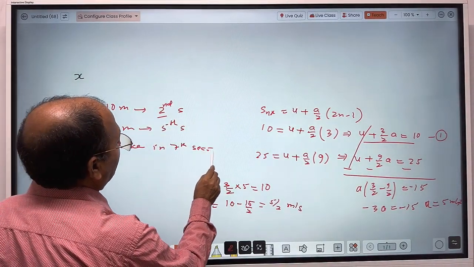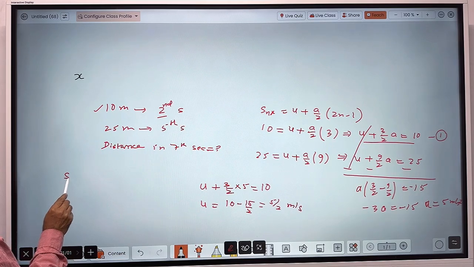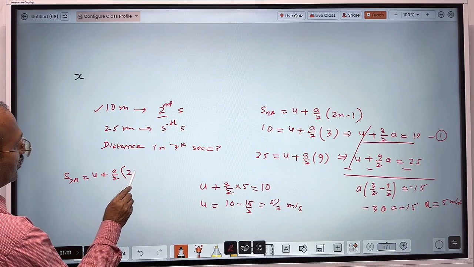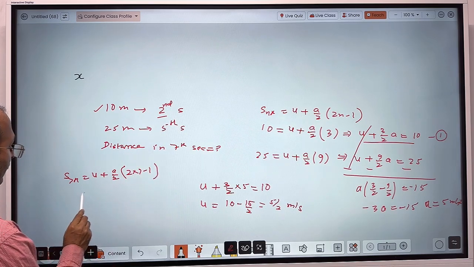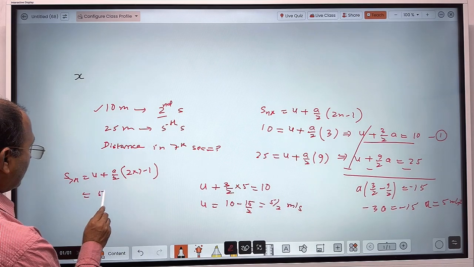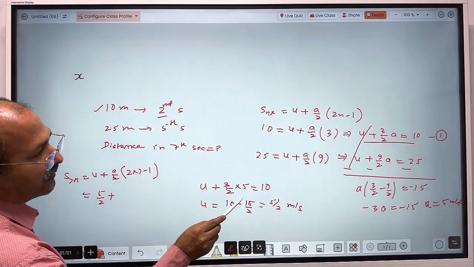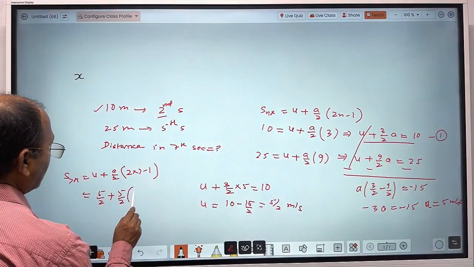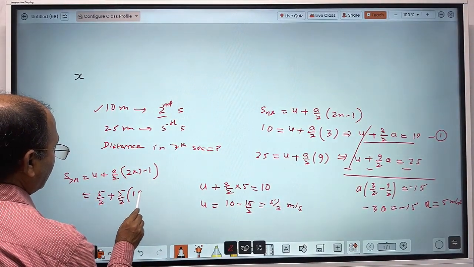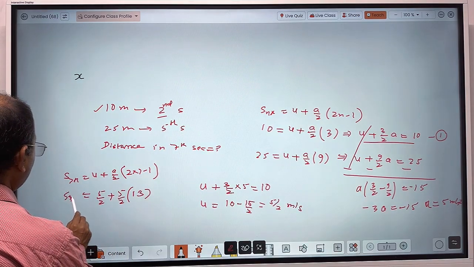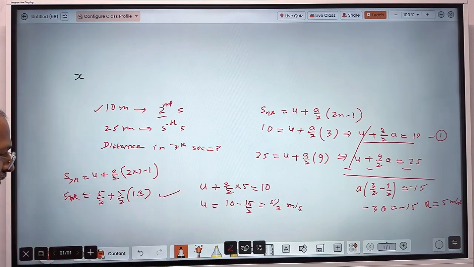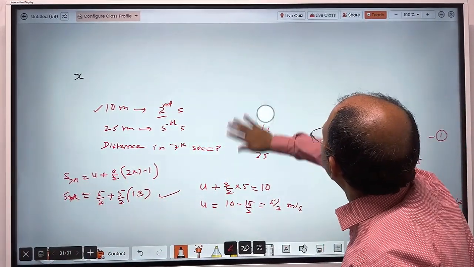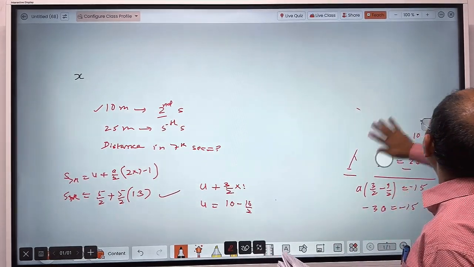Now what is our purpose? Distance in the 7th second is to be found. So S seventh is equal to u plus a by 2 into (2 into 7 minus 1) is to be evaluated. So u is 5 by 2 plus a is 5, so we can write 5 by 2, then this is 14 minus 1, 13. So this will be S seventh. Evaluation you can do. That is over. Now let's see the next question based on this concept.